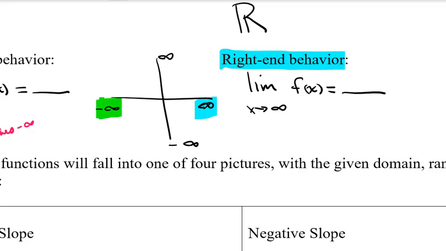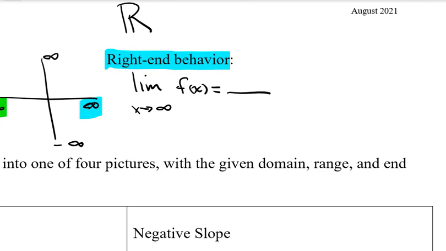We might get something new here that you may or may not have seen before. And if you ever come across one, we'll do an example one. DNE, that's going to mean does not exist. All right, so that might be something new for you. So we'll abbreviate that shorthand-wise just by saying DNE.